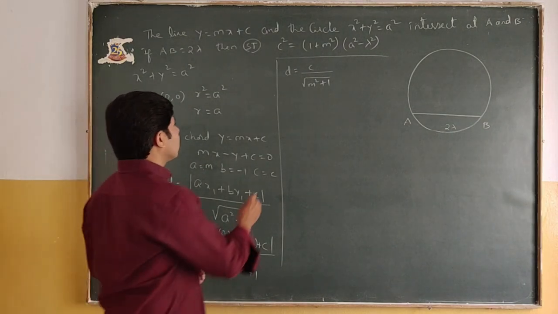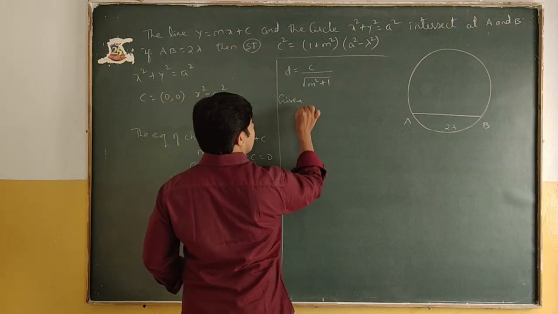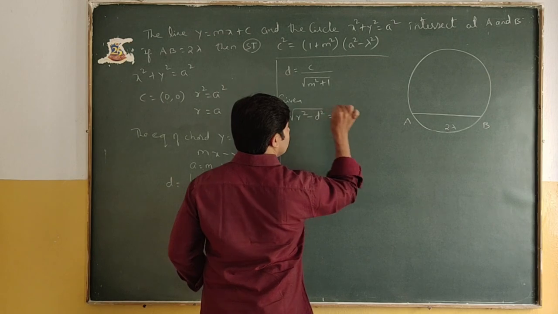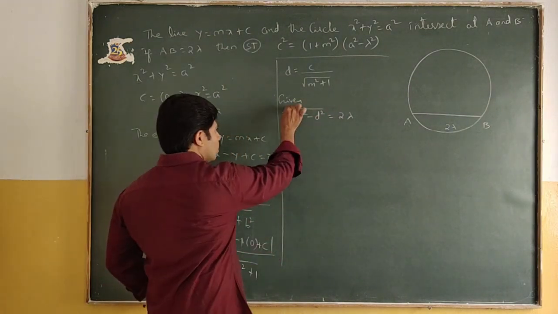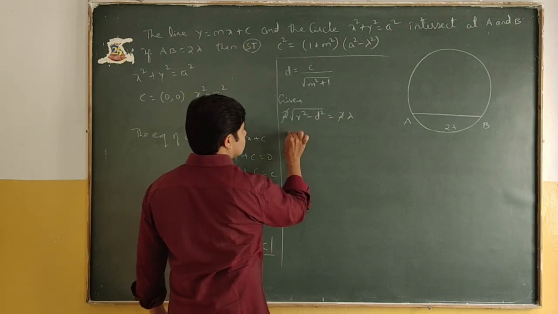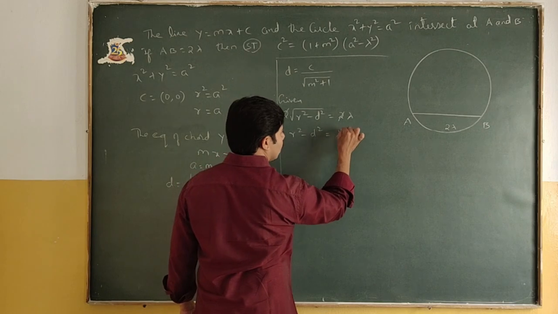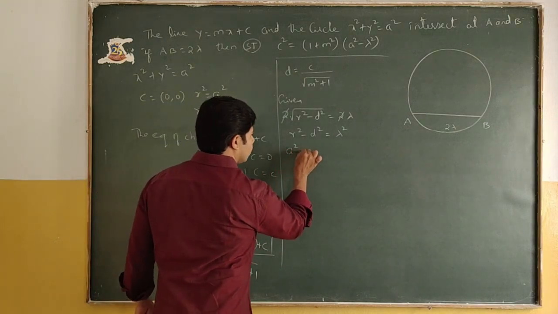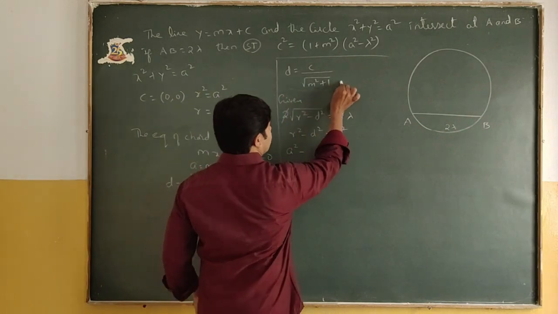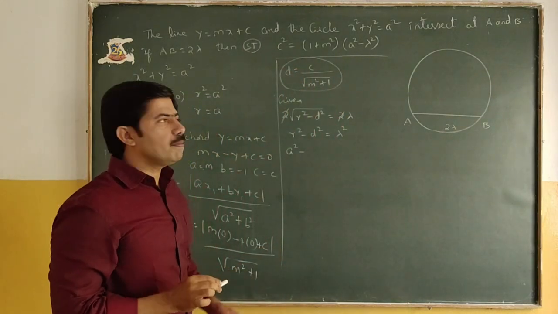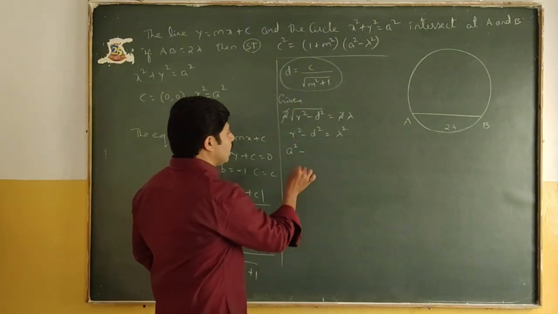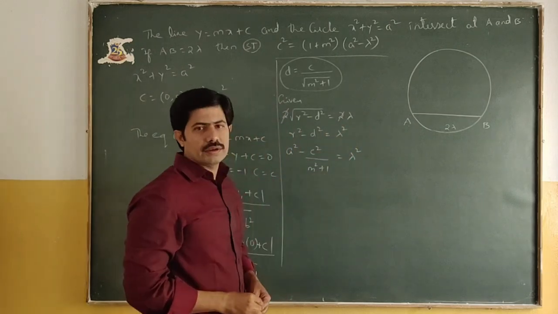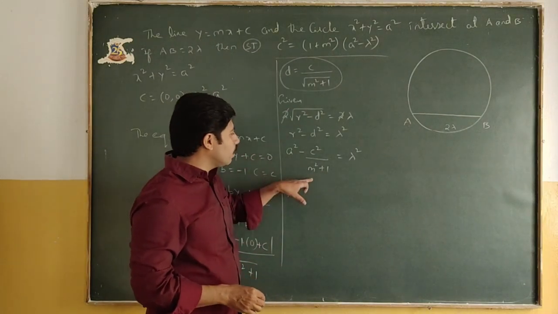After getting D, now we write what is given. Length of chord 2√(r² − d²) = 2λ. The 2 cancels; squaring both sides, r² − d² = λ². Substituting the r value, a, we get a² − d² = λ². Since d = c divided by the square root of m² + 1, d² becomes c² divided by (m² + 1).